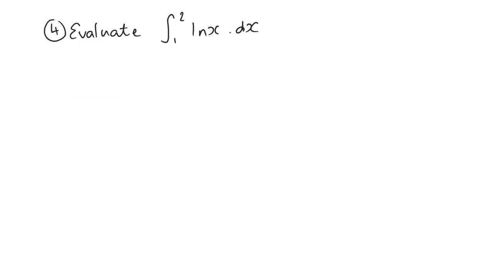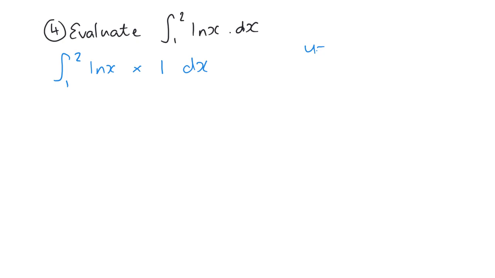Our last question, then, we're going to evaluate the integral from 1 to 2 of ln x dx. This one is kind of a tricky one because it doesn't look like it should be integration by parts because it's not a product. It's just ln x, but you don't know how to integrate that. So what we have to do is make it into a product. So we'll say it's ln x times 1 that we're integrating. And that means the 1 is our second term in the product.